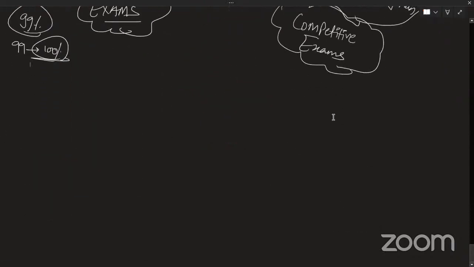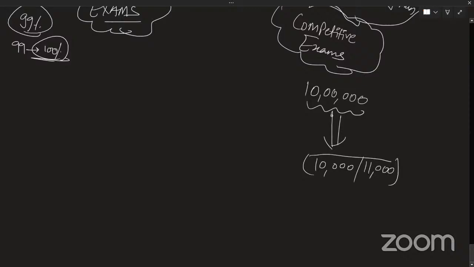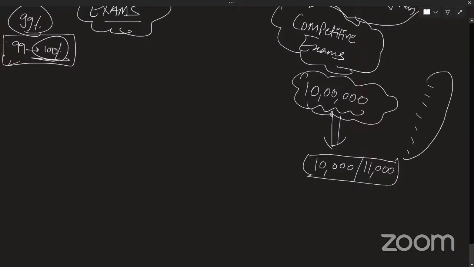See, here what is there? For example, there are 10 lakh people sitting in the exam, and for example, there are 10,000 or 11,000 seats in good engineering colleges. So here that thing is not possible. There you were giving the same score to many people because all of them had prepared well. Here, even if all have prepared well, still you will be given a rank. And one rank can only belong to one person.